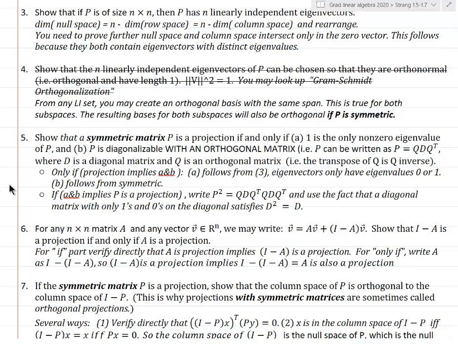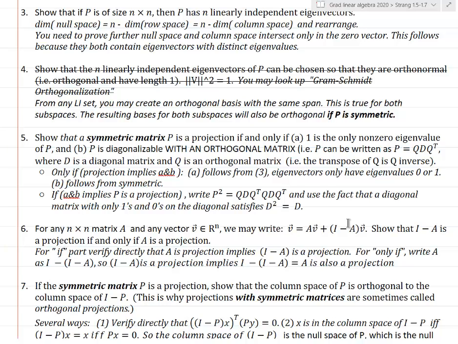All right, next part. For any n by n matrix A and any vector v in R^n, we may write v = Av + (I - A)v. Show that I - A is a projection if and only if A is a projection. So this is kind of a decomposition of v into two different parts.